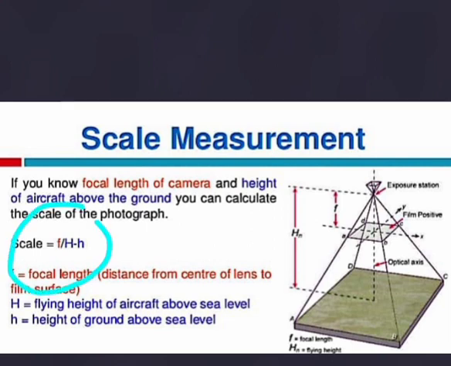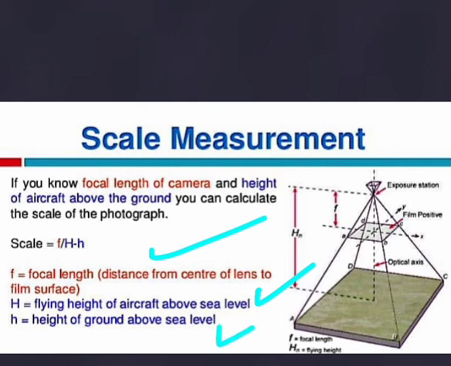See, this is the formula for the scale, that is f divided by H minus h, where f is the focal length, the distance from the center of the lens to the film surface, and capital H is the flight height of aircraft above sea level, and small h is the height of ground above sea level. If you know these things, you can easily determine the scale of a photograph.